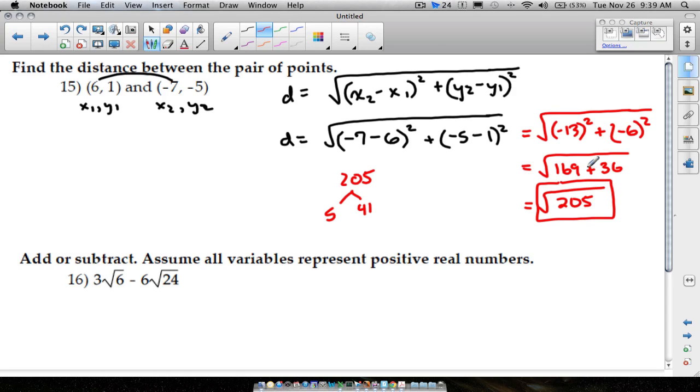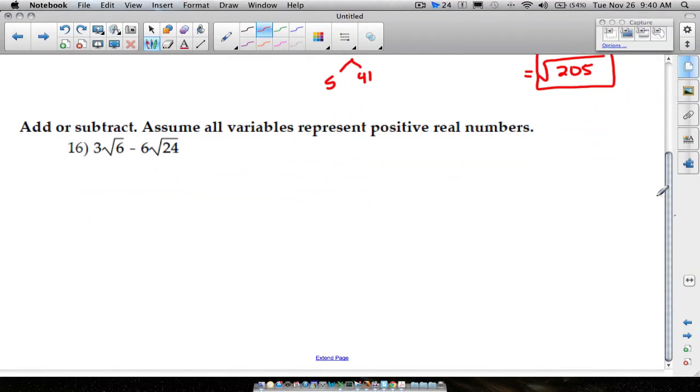If it did say, and I think in the homework it did give you an example where you had to round to the nearest tenth, well, you'd go to your calculator and find the square root of 205 and round it to the nearest tenth, or whatever it asked you to round to. But we'll just leave it in radical form for right now.